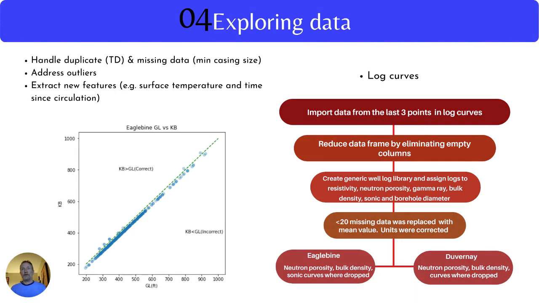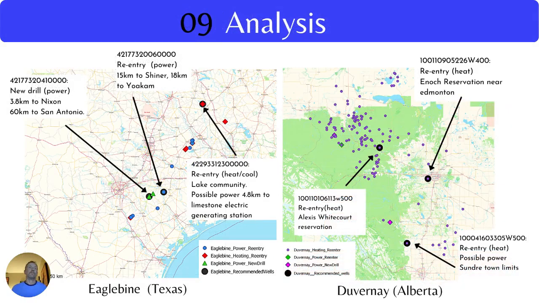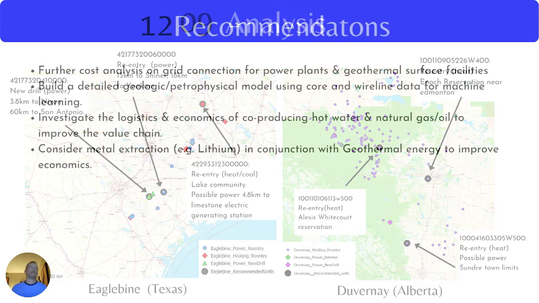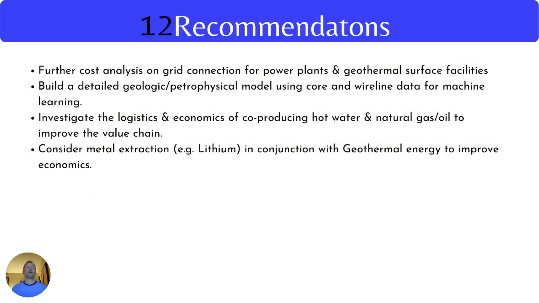We also had to create a log library and bin the resistivity, neutron plus, and filter those wells down to just 3 recommendations. Our recommendations are that we need to do a further cost analysis on the grid connection for power plants and geothermal.